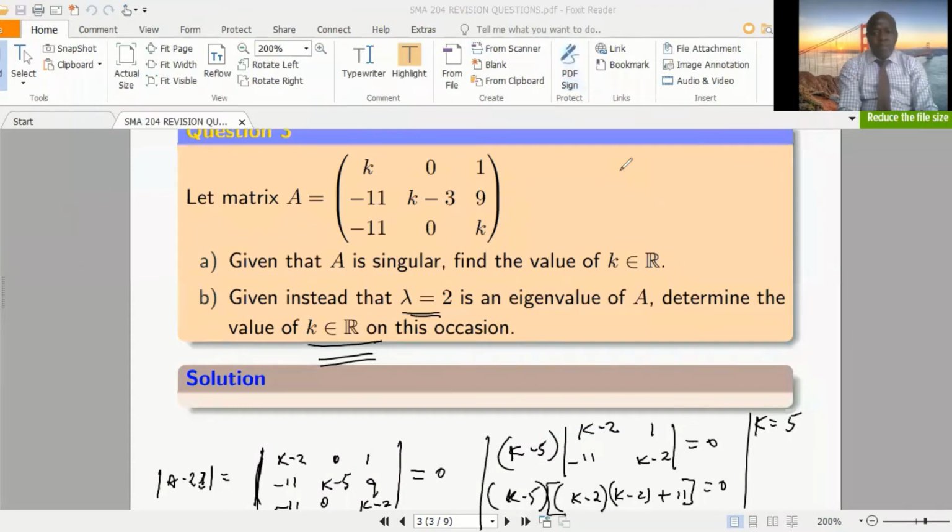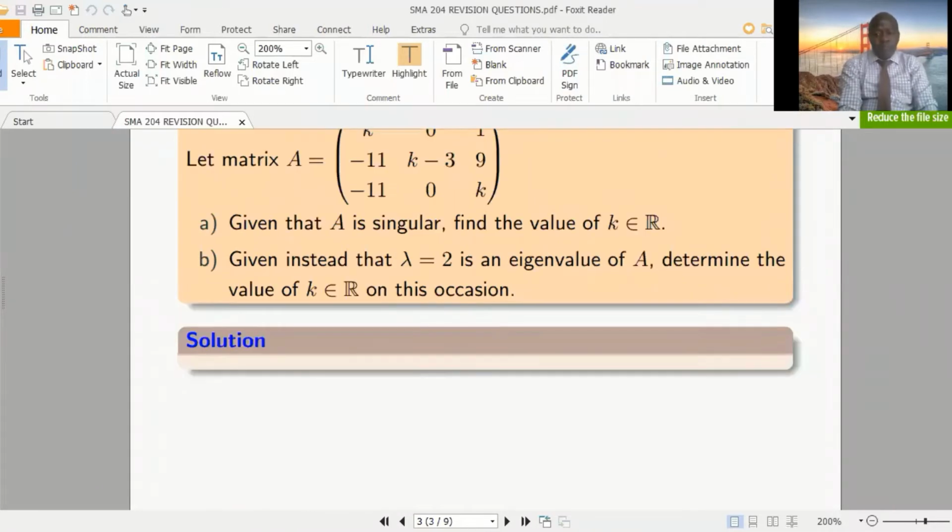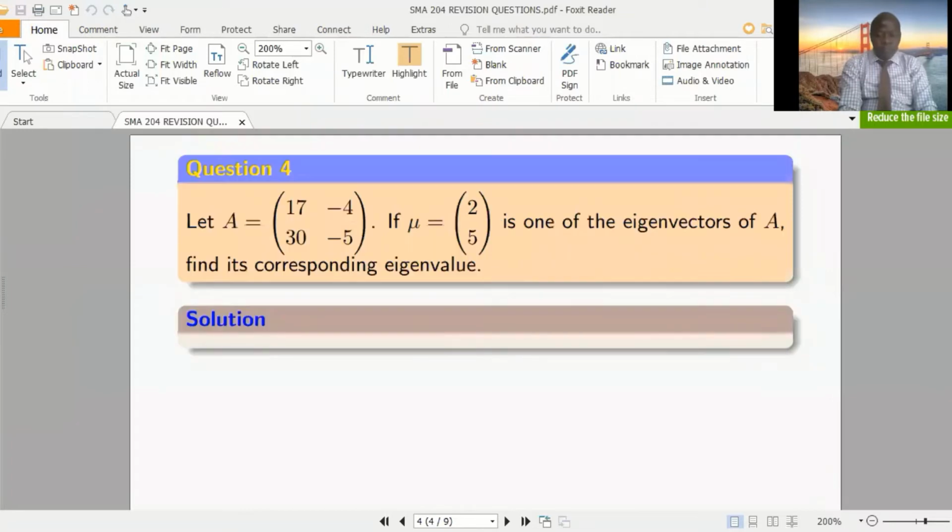Let's look at the next question. Now, the next question is very easy. The question is, let A be this matrix. If mu here is one of the eigenvectors of A, find the corresponding eigenvalue.